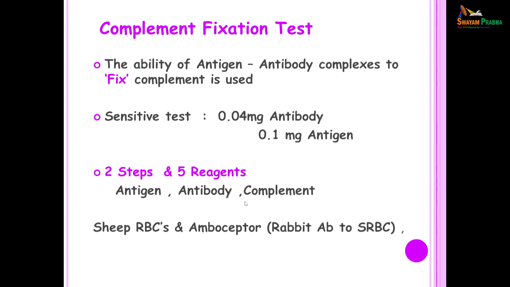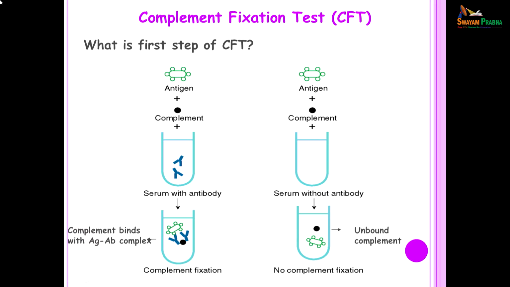The antibody may usually be present in the patient serum, and the second part is called the indicator component, which consists of sheep RBCs with amboceptor. And what is amboceptor? It is rabbit antibody to these sheep RBCs. All right. So, basically what happens is that if sheep RBCs and amboceptor come in contact with complement, there will be lysis of the RBCs. All right. So, now let us move on to how the test is performed.